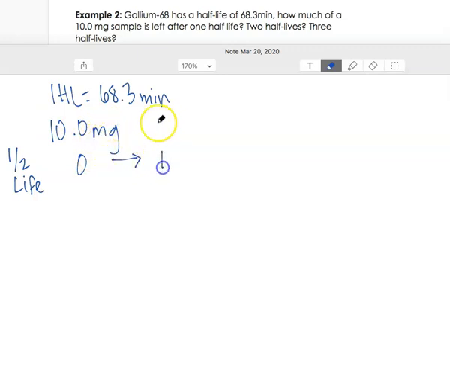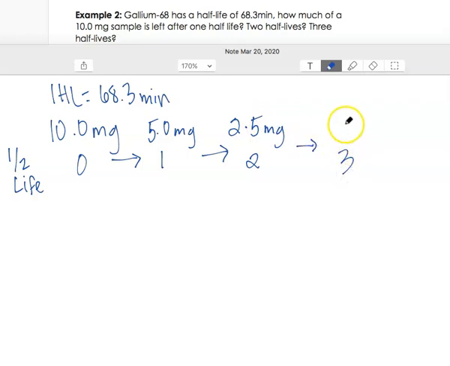After one half-life, which is 68.3 minutes, so after 68.3 minutes elapses, which is really quick, right? You're going to end up with 5.0 milligrams. And then after a second half-life, so another 68.3 minutes, you're going to have half of that. And then after a third half-life, you're going to end up with half of this, which is 1.25 milligrams.